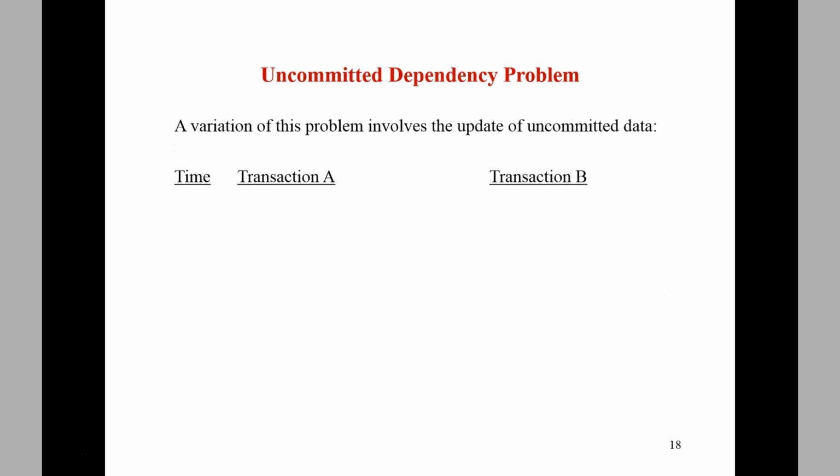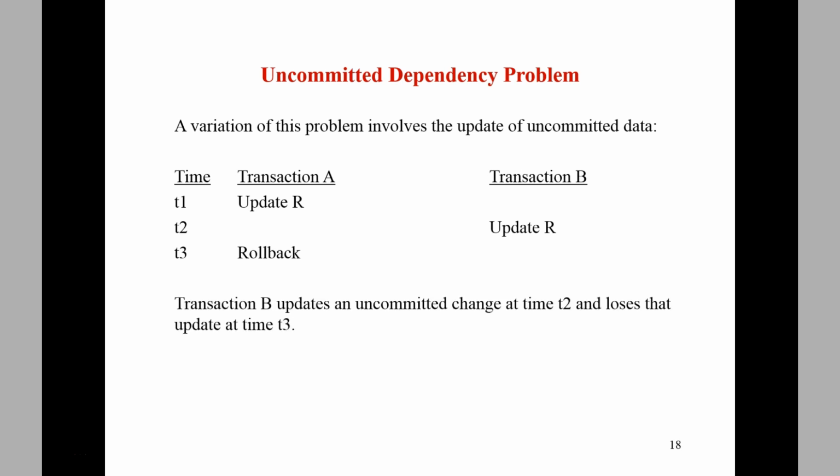A variation on the uncommitted dependency problem, or another form of this problem, involves the update of uncommitted data. Transaction A updates record R. Transaction B updates record R. And then transaction A says, oh, I'm backing out what I've done. In reality, it backs out all changes that have been made, the result being transaction B has made an update, and it updated an uncommitted change at time T2 and loses that update at time T3.